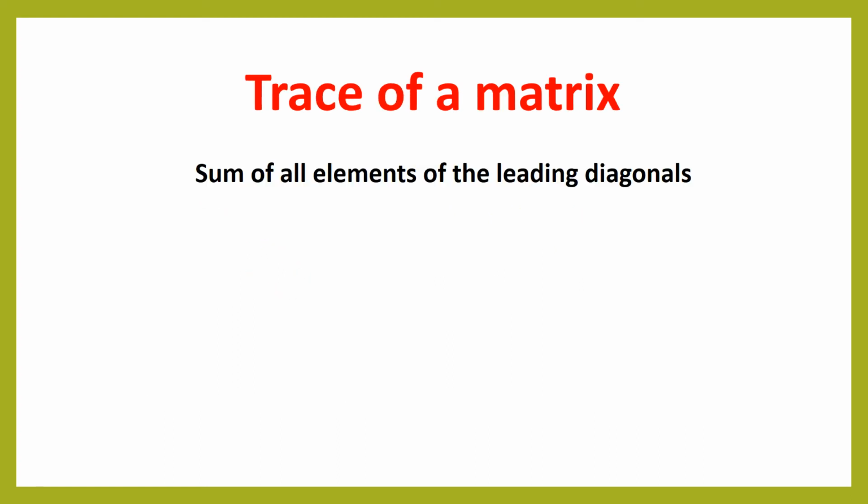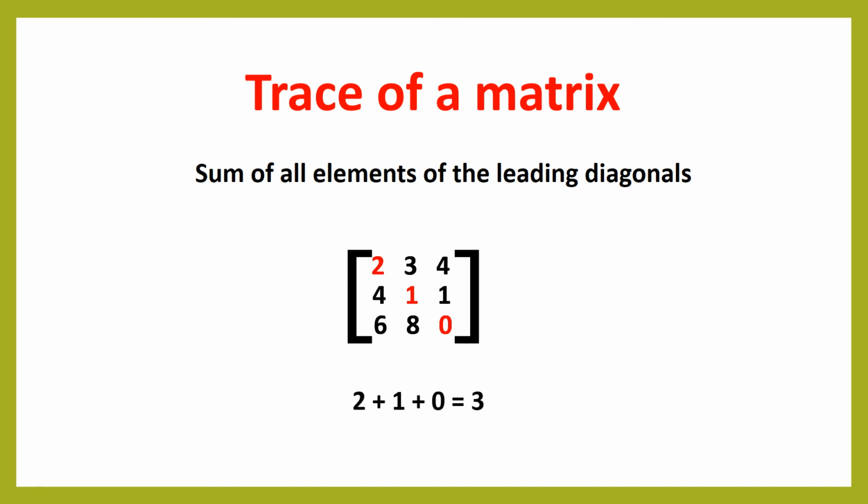And now let us see what is the trace of a matrix. That is the sum of all elements of the leading diagonal. Let us take an example. Suppose this is a given matrix of 2, 3, 4, 4, 1, 1, 6, 8, 0. We studied that those elements in the position of A11, A22 and A33 form the leading diagonal. So in this case, 2, 1 and 0 are the elements in the leading diagonal.